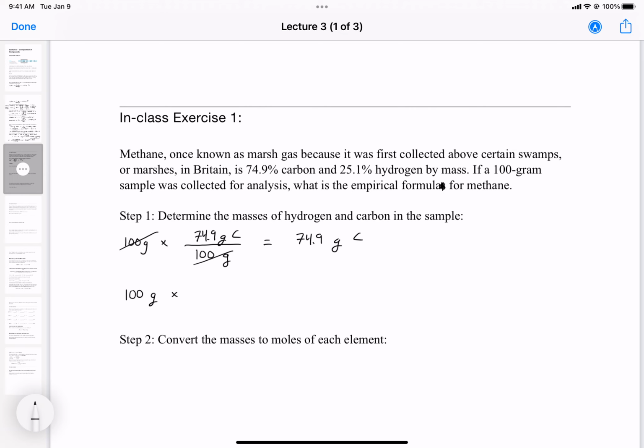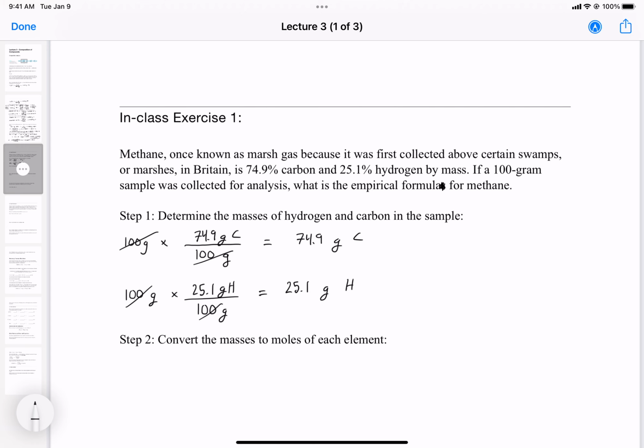But anyway, 100 grams times 25.1% hydrogen per 100-gram sample. And we see that crosses out, and we get 25.1 grams of hydrogen.